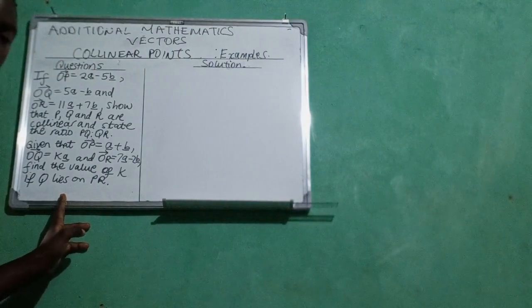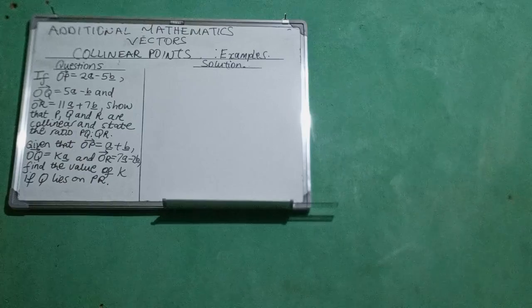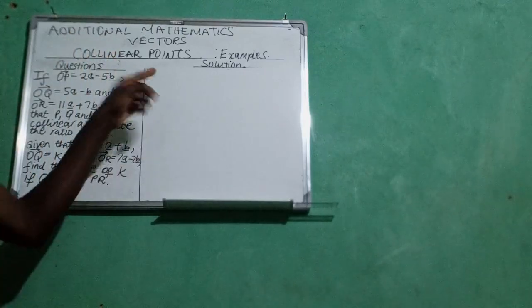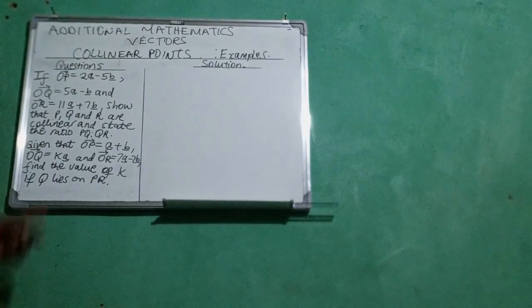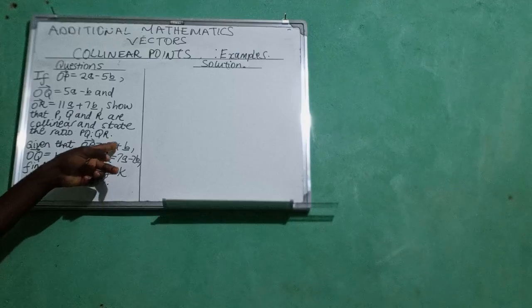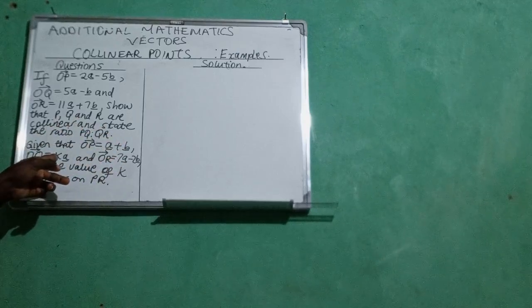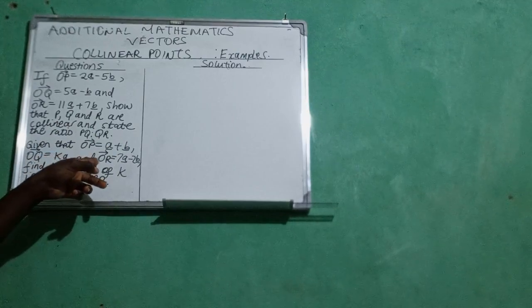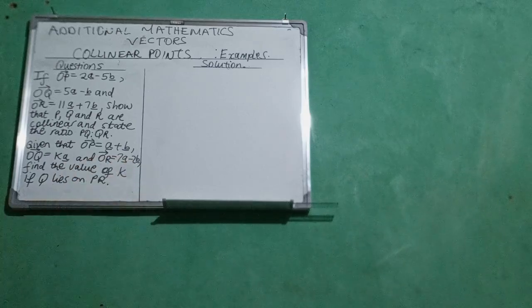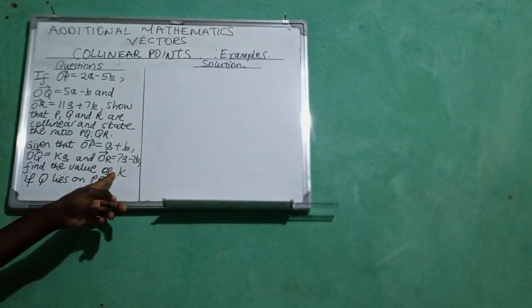So it's a continuation from the previous video. We are continuing here. So this is additional mathematics, vectors, collinear points. Given that OP is equal to vector A plus vector B, OQ is equal to K of vector A, and OR is equal to 7 of vector A minus 2 of vector B, we find the value of K if Q lies on PR. So this last statement, Q lies on PR, means that P, Q, and R are collinear points. They lie along the same straight line. Therefore, you can just proceed with the answering.